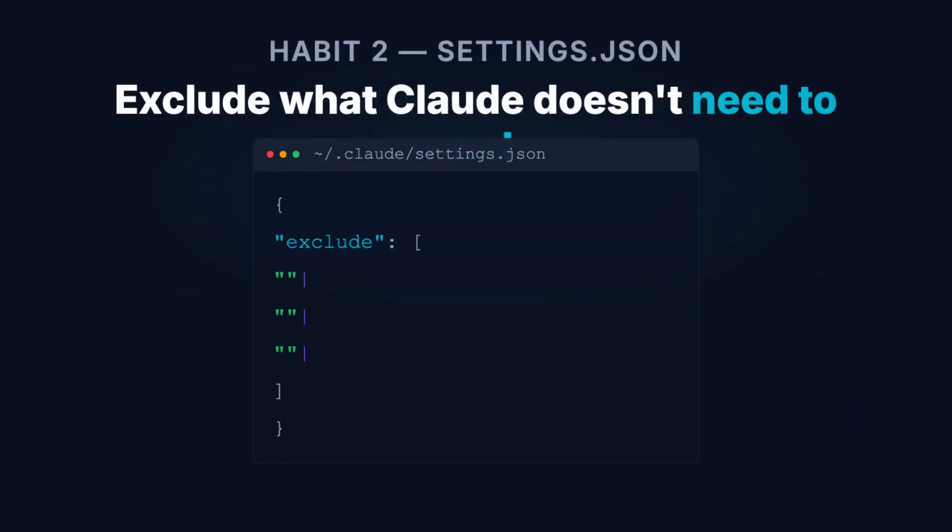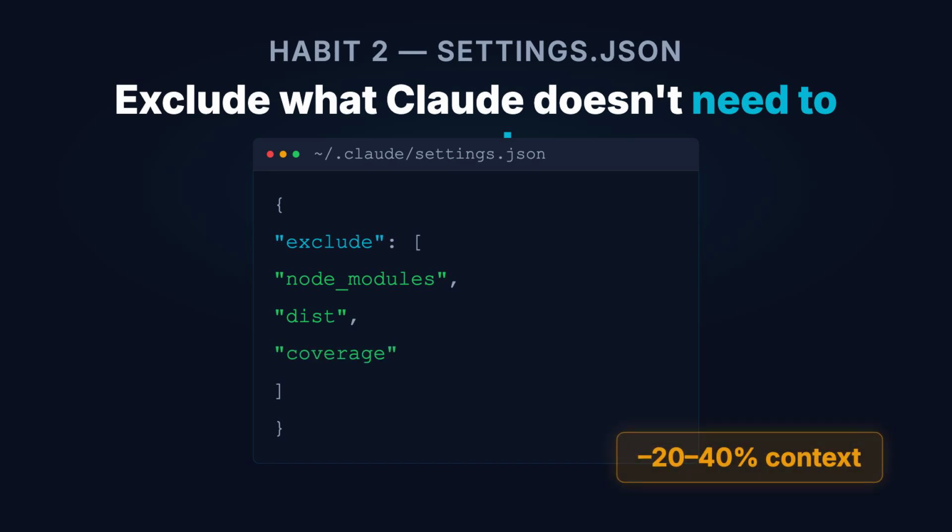Habit 2. Configure your settings file. Add a permissions deny array to your .claude/settings.json. Exclude node_modules, dist, and coverage folders. Claude stops rereading your entire dependency tree on every message. That alone saves 20 to 40%.